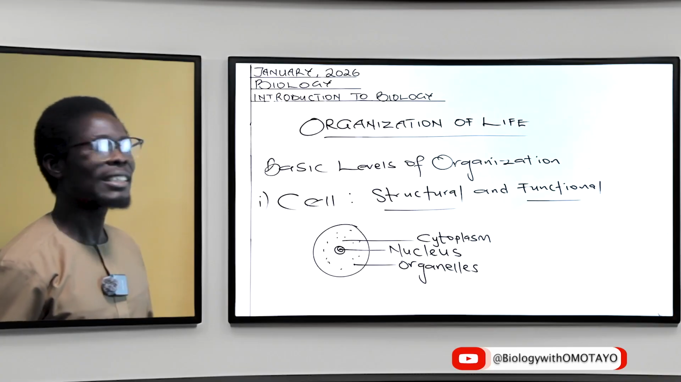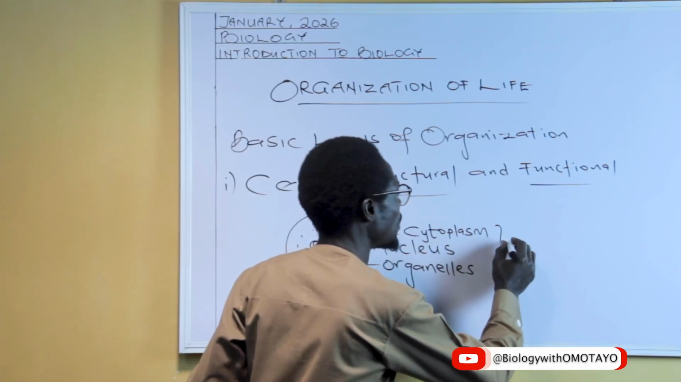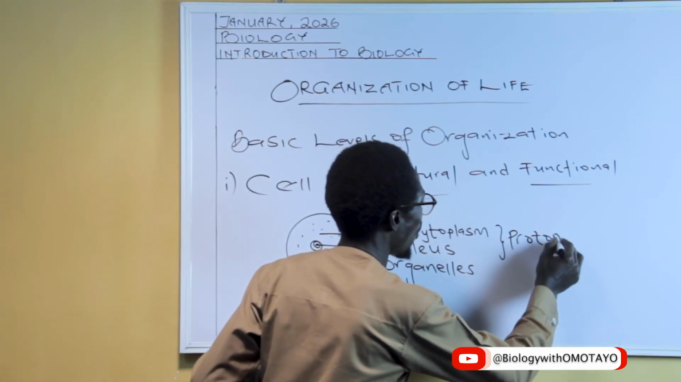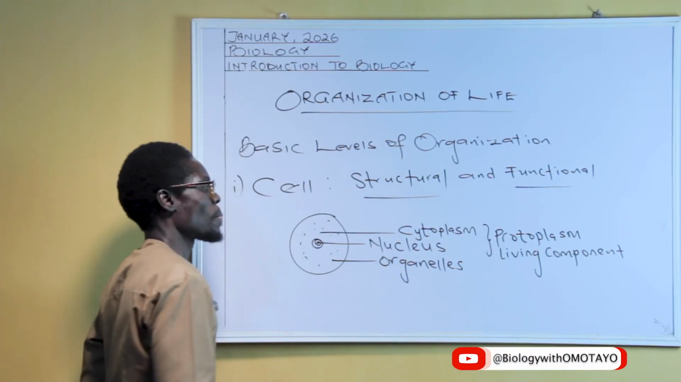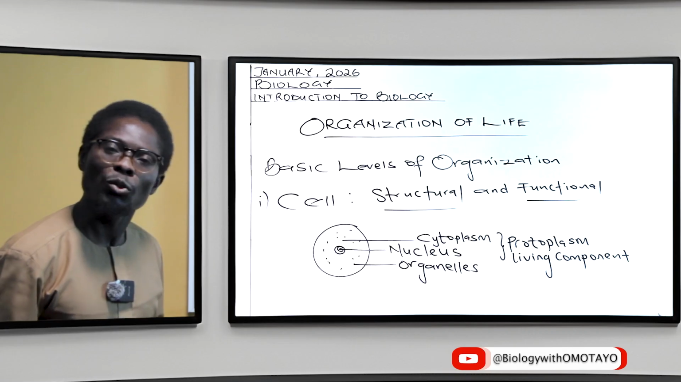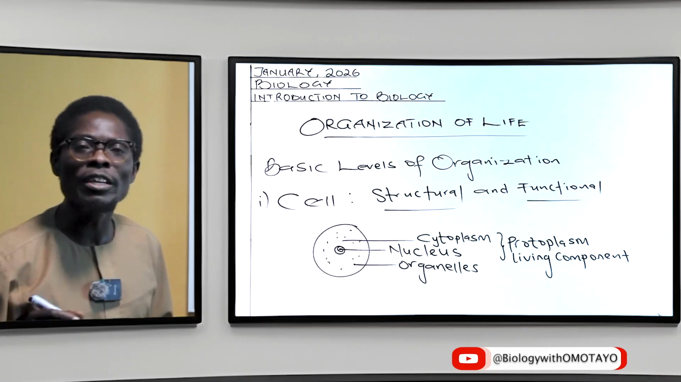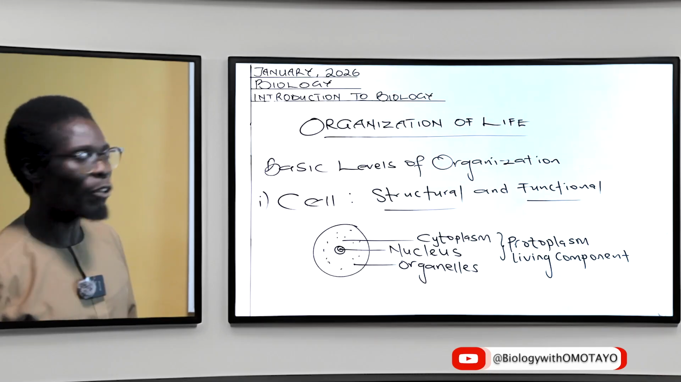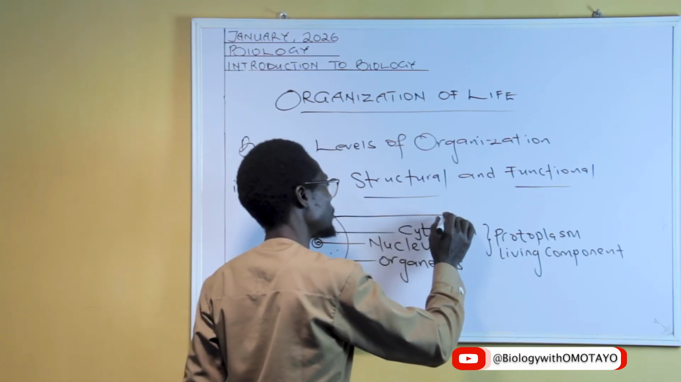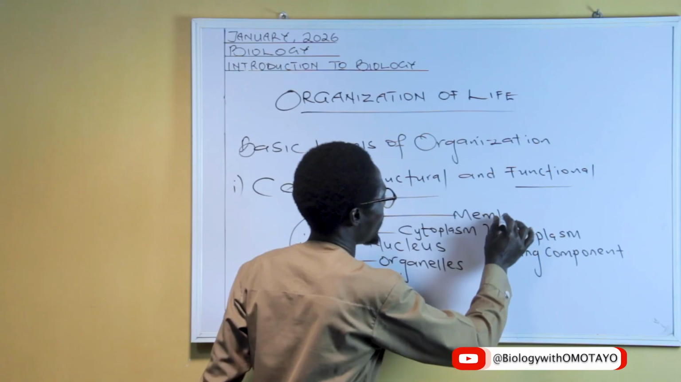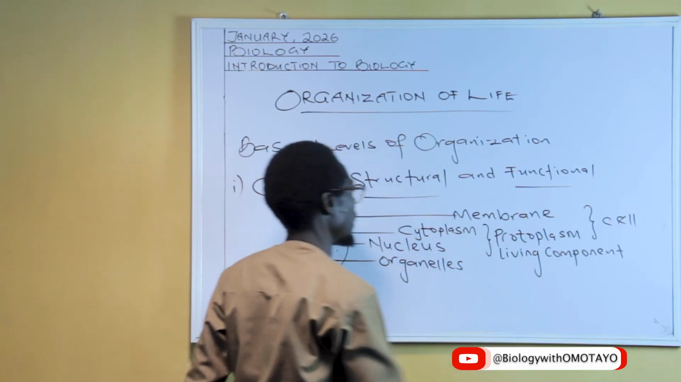Now, take note. The cytoplasm and the nucleus of a cell are usually referred to collectively as the protoplasm, the living component of the cell. Now, this living component enclosed in a membrane is what gives us a cell.